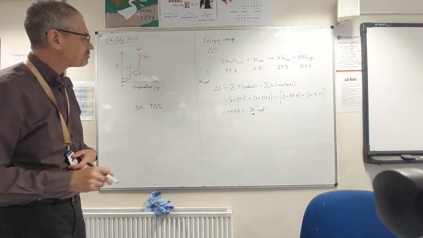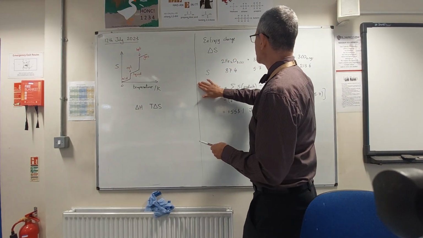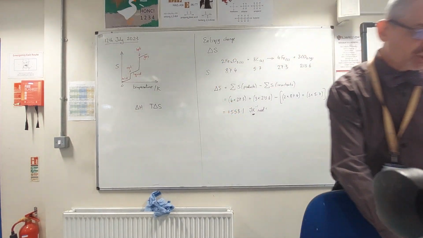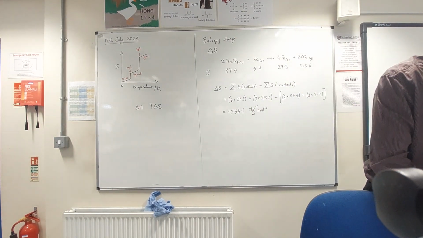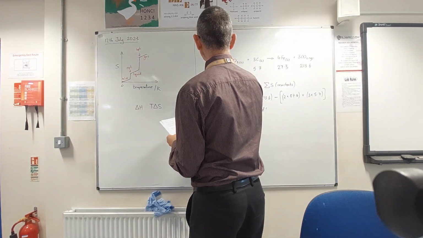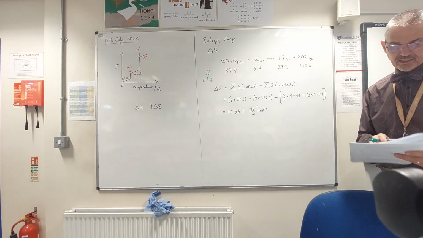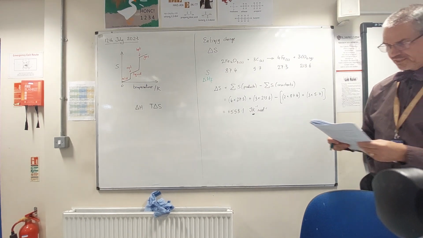All right, so let's do the same here. Let me just change colours. Get my data out. This is the delta H f data. Is that right? Yes, it is.